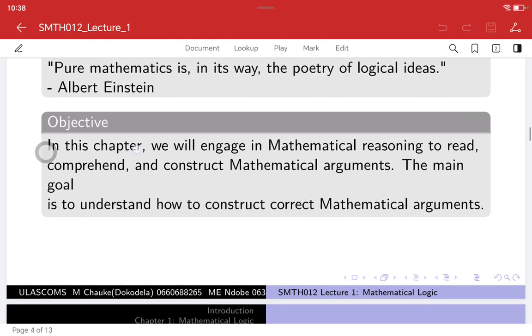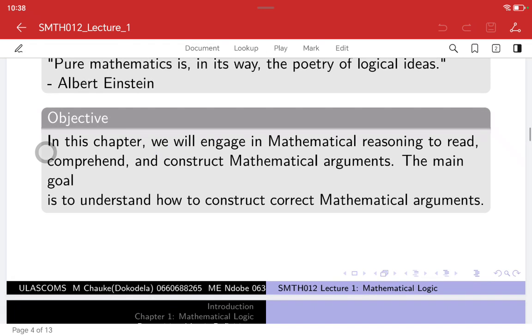When we come to the objective, we will engage in mathematical reasoning to read, comprehend, and construct mathematical arguments. The main goal is to understand how to construct correct mathematical arguments. So you must know that everything based on this chapter will be based on mathematical arguments or reasoning, or we can say logic, right?